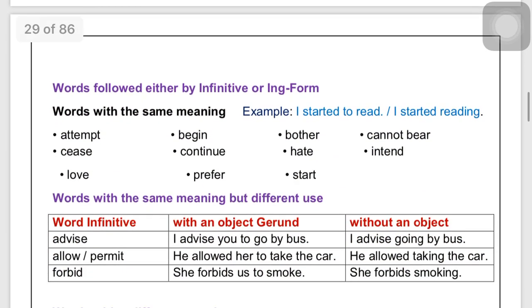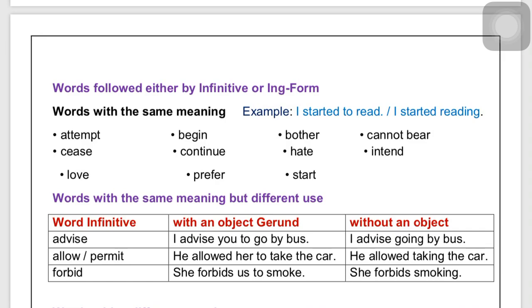Now let's have a look at some verbs which are followed by infinitives or gerund and they have the same meaning. For example, if I said I started to read or I started reading, both sentences have the same meaning. We have some other verbs which have the same use like attempt, seize, love, begin, continue, prefer, bother, hate, start, intend.